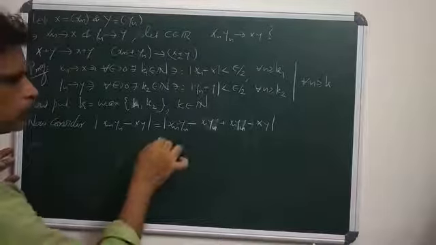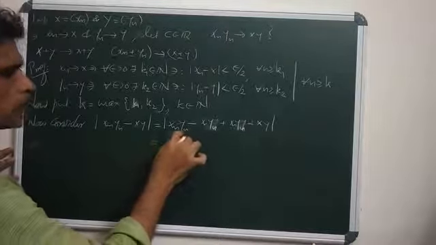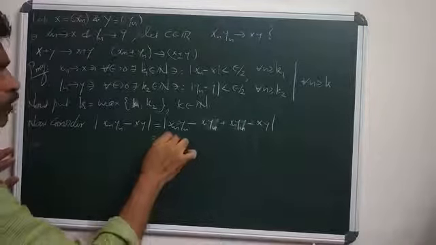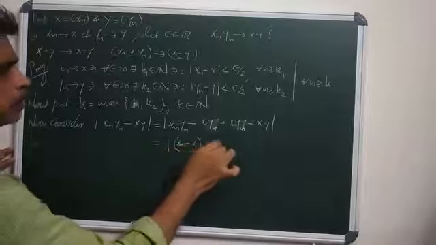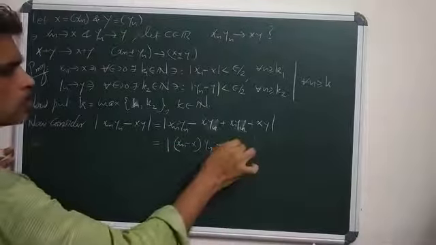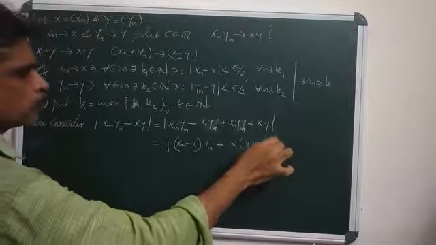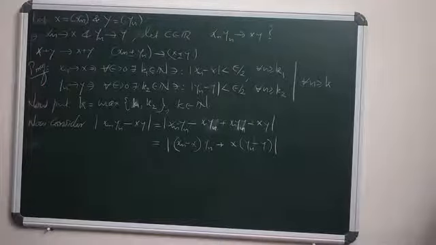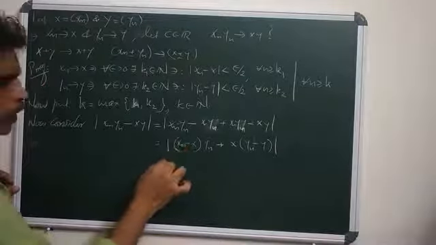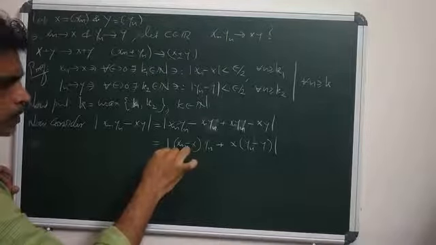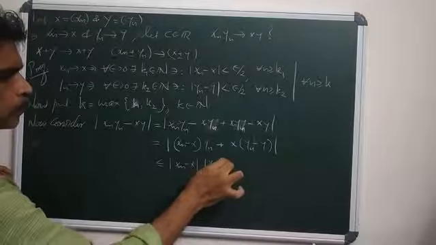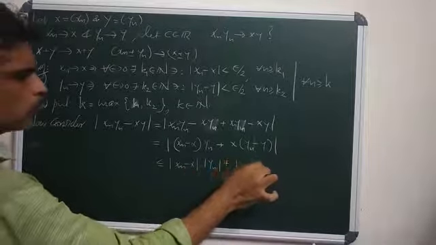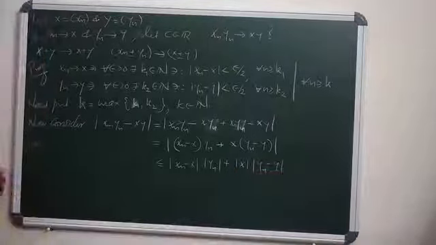So what do you get? Consider these two. Xn yn minus xy equals modulus of xn minus x into yn plus x into yn minus y. Okay. By the triangle inequality, it is less than or equal to mod xn minus x into mod yn plus mod x into modulus of yn minus y. Clear?